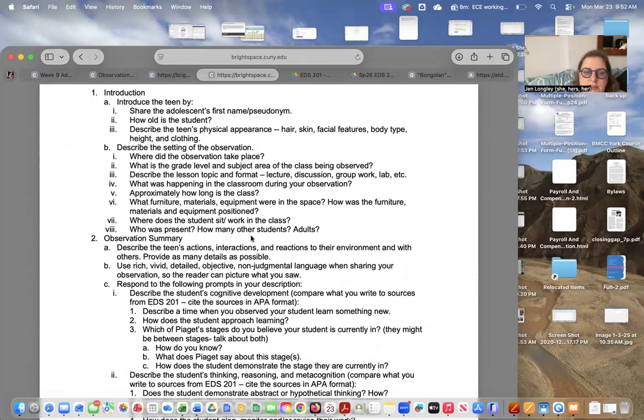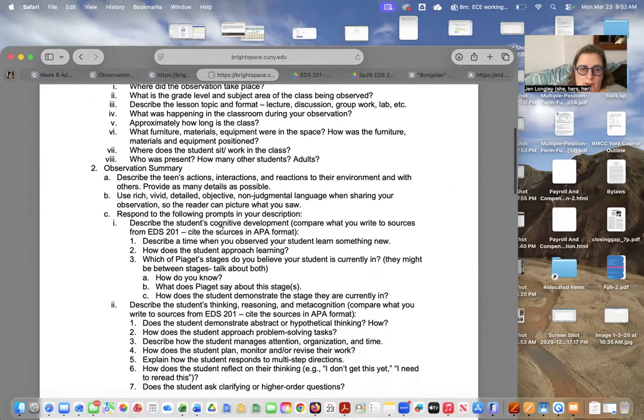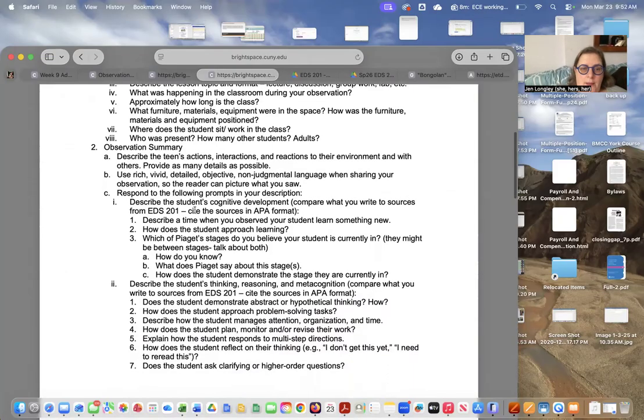Then again, you're going to describe the teen's actions, interactions, and reactions using vivid, objective, detailed, non-judgmental language, so the reader can picture what you saw. These are the prompts, and please connect them to sources from EDS 201. So again, sources from our course that we have read.